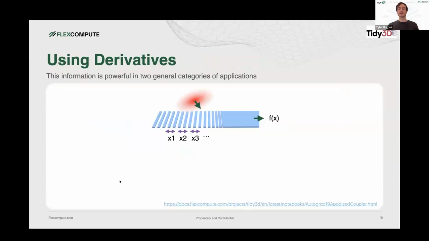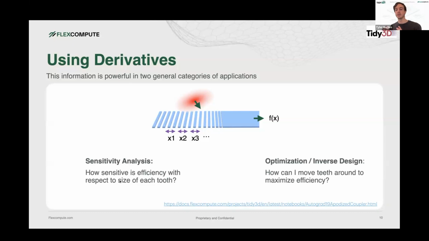So again, bringing this back to the grating coupler example, if x1, x2, x3, for example, are the widths of my grating teeth, then with the derivative information, I can compute how sensitive my efficiency is to the width of each tooth. And I can also say, now that I have these derivatives, how can I move the teeth around to maximize efficiency? And that's what we call inverse design.